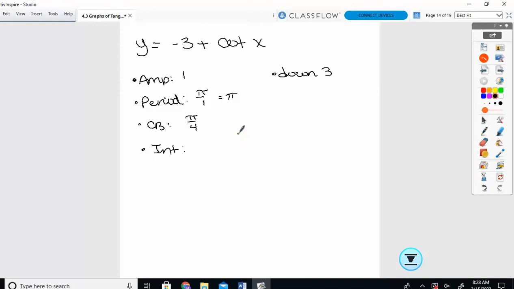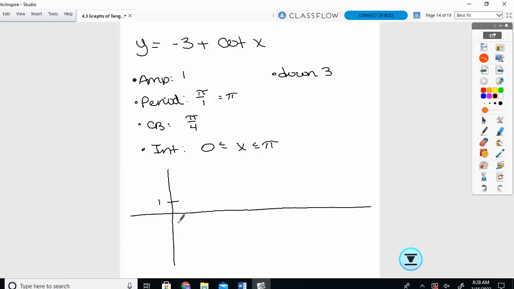You wouldn't have to set up an interval, but it's never a bad idea. What do we pick for the normal interval for cotangent? 0 to pi. My angle is just an x this time. So we start at 0, then we add our pi over 4 every time.